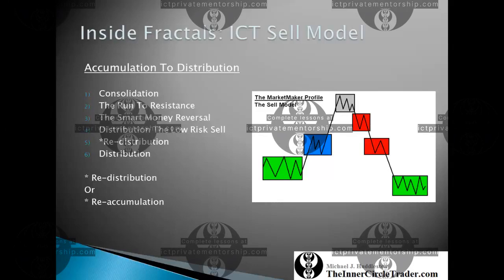We look at the buy model, and I'm assuming you probably just watched that video. So if you're looking at this, you'll see this is pretty much the mirror image of what we disclosed in the buy model. The initial consolidation, this is where orders are accumulated. And I know most of you will probably assume that this should say distribution to accumulation, and that's not the case.